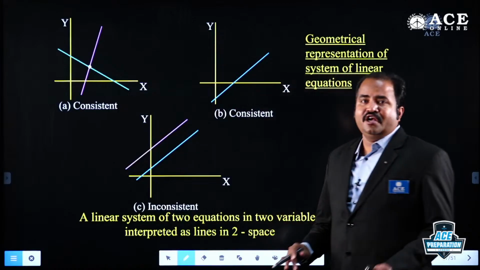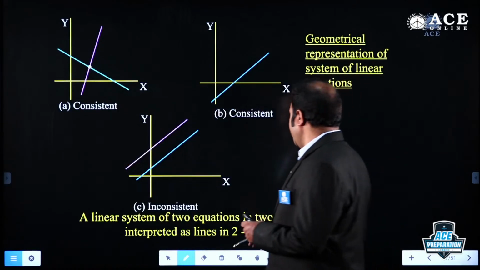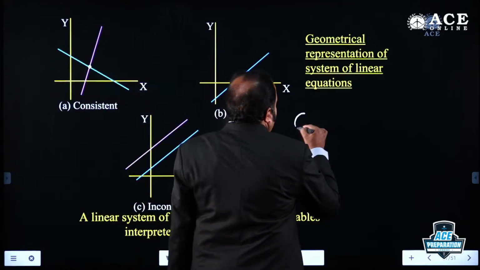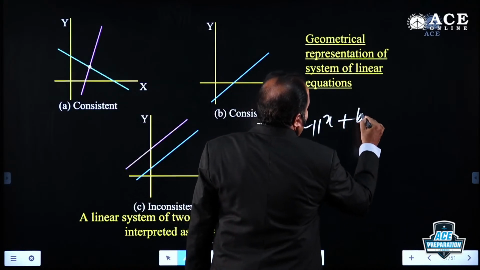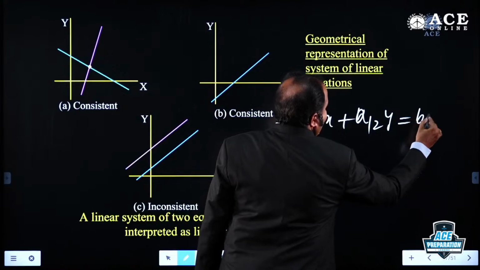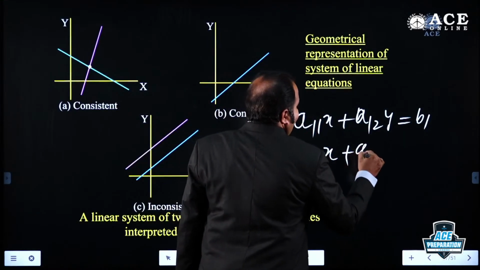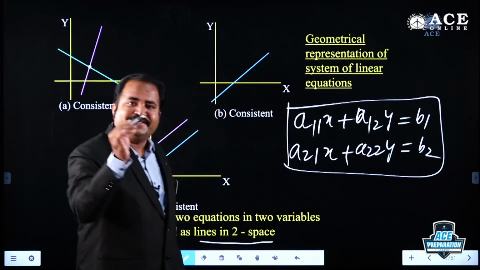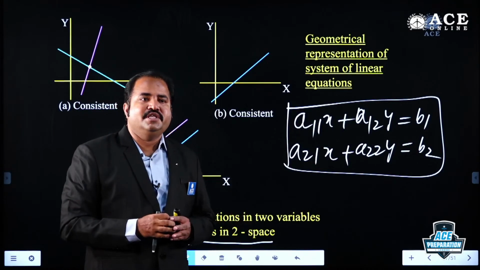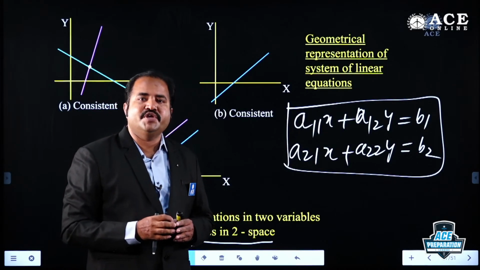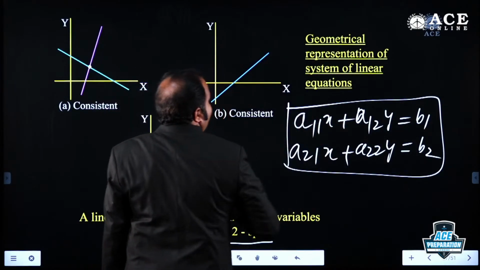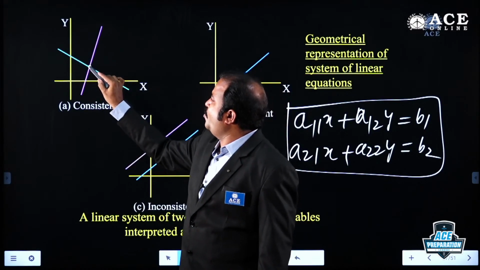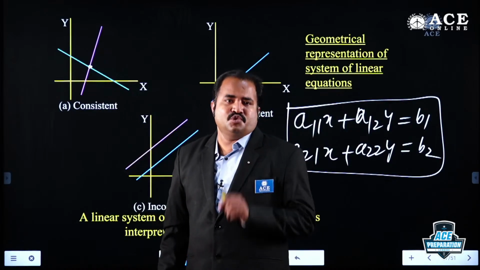So look at the geometrical interpretation of a system of linear equations in two dimensions, that is, 2D space, right? For example, a11 x plus a12 y equal to b1, similarly a21 x plus a22 y equal to b2. We know that each equation represents a line in 2D. What are the possibilities for the system of linear equations? Each one represents a line, this blue one and another color. These two may intersect at one unique point, that is consistent. The intersection point is the solution.